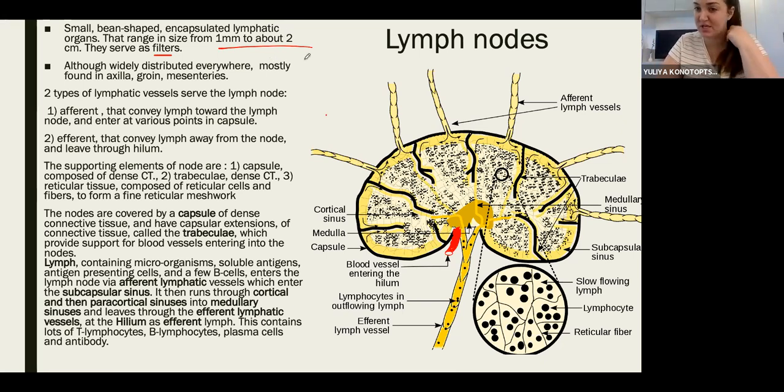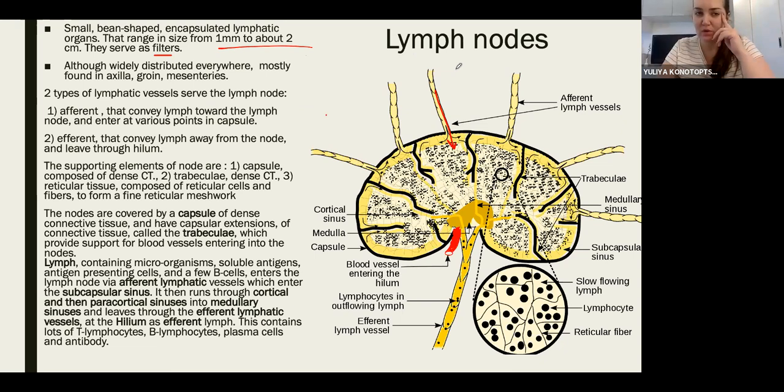Lymph node size changes all the time. Sometimes you're sick, so your lymph node gets bigger. You get better, the lymph nodes get smaller. So it just depends on what is happening in your tissue. A lymph node has two types of vessels: the afferent lymphatic vessels and the efferent lymphatic vessels. You already remember that afferent is when lymph goes in, and efferent, it goes out.